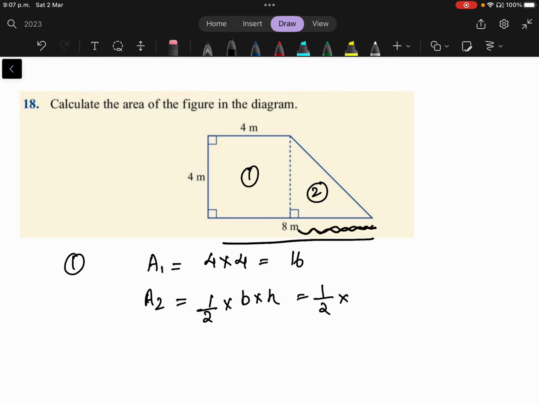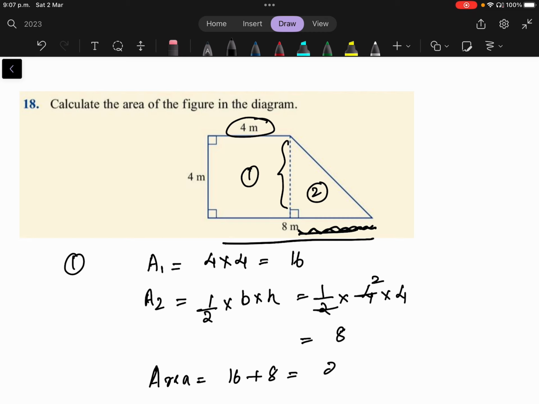So what is this distance? It is this 8 minus 4, because this is 4, so it is 4 times, and this height is again 4 centimeter. So now this I multiply, or you put it into the calculator, and 4 2s are 8. So the total area is equal to 16 plus 8, which is equal to 24 centimeter square.